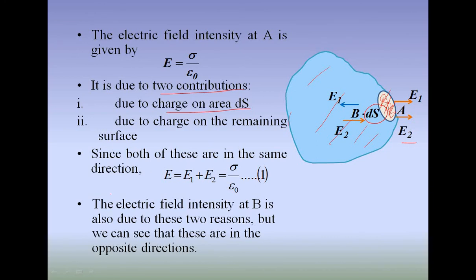Okay, so the electric field at B will also be due to these two reasons, but they are in opposite directions, as we can see in this diagram. E1 is from right to left and E2 is from left to right. Okay, why are these opposite? Because if we are taking a point inside the surface, for this inside point, this area which we have considered, ds, for this the other part of the area is what we are seeing.